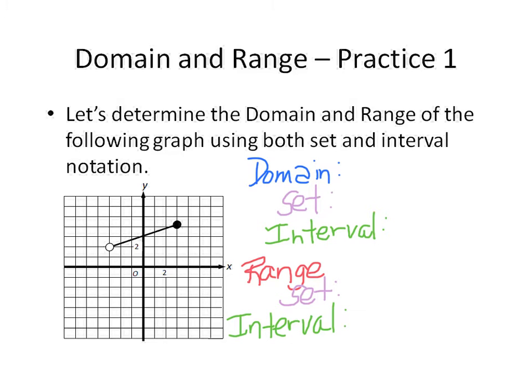We're going to start with domain. I'm going to go to my graph, and I don't see arrows, so I know I have no infinities here. So what I'm going to do is go to the left side of my graph and draw a line down to my x-axis, and I'm going to see that it crosses the x-axis at a -3. I'm going to do the same thing on the right side. I'm going to see that my x crosses then at a 3. So I know that my x is somewhere between a -3 and a 3.